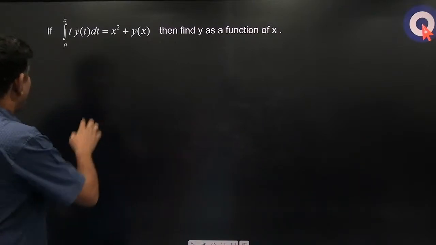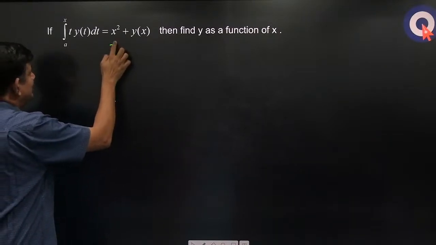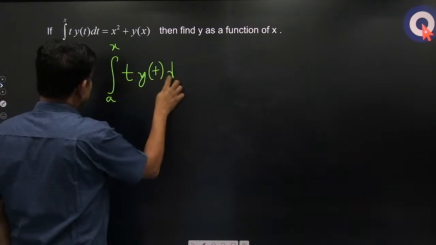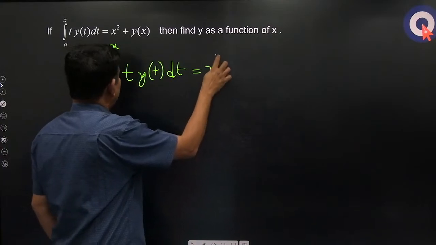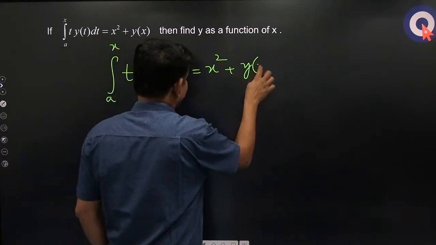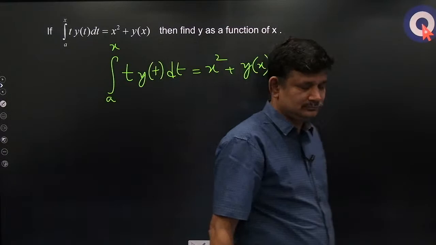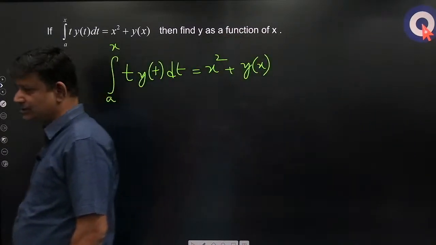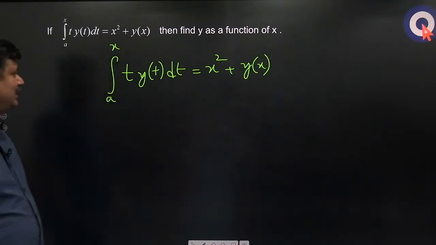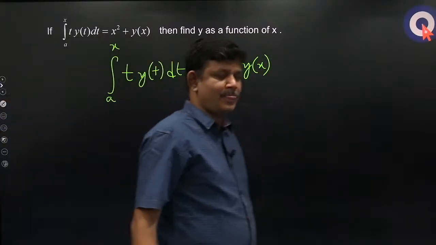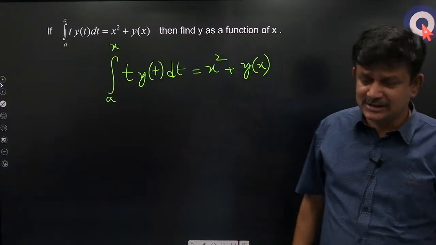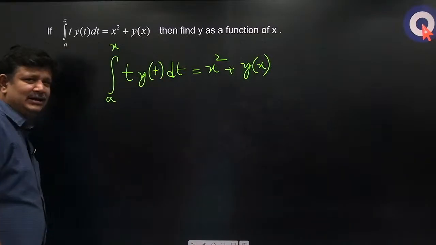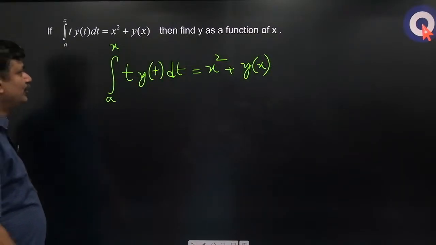नेक्स्ट क्वेश्चन, इफ इंटीग्रल a to x, आपके लिए लिख देता हूं आराम से क्वेश्चन, t y of t dt is equal to x square plus y of x, then find y as a function of x. तो इसको पहले इंटीग्रल है एंड हम डिफरेंशियल इक्वेशंस चैप्टर कर रहे हैं, हमें इंटीग्रेशन से कोई मतलब ही नहीं है, तो इसको डिफरेंशिएट कर दो ताकि इंटीग्रेशन से निकल जाए। हाउ डू यू डिफरेंशिएट इट?